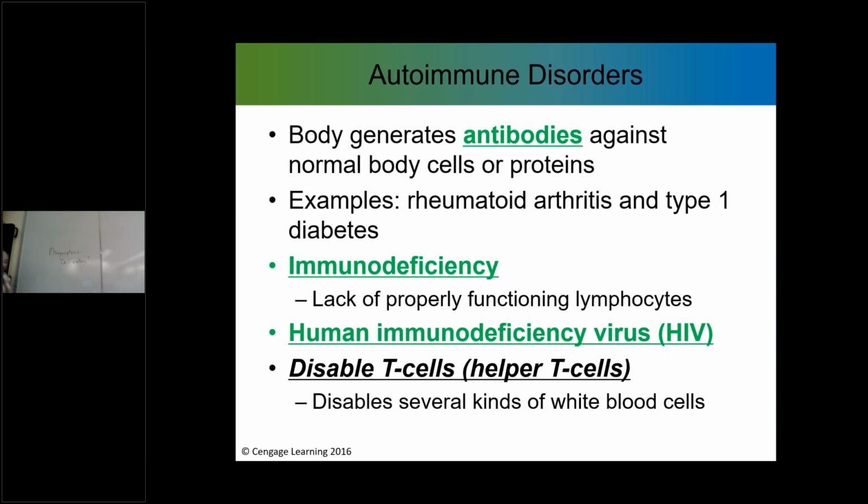You'll see here, as far as autoimmune disorders are concerned, this is when your body is actually creating an immune response to your own body cells. Very bad, okay? So rheumatoid arthritis is one. Type 1 diabetes, where it's attacking the cells that produce insulin in the pancreas. Those are just some examples; there are many types.